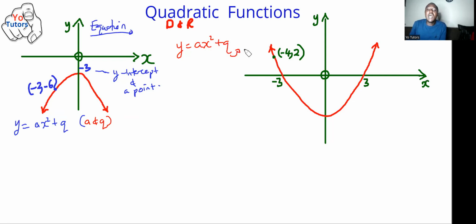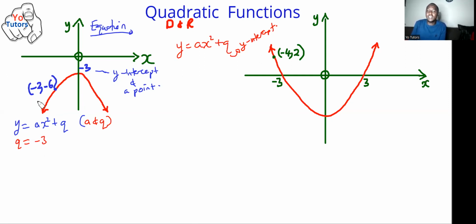Our q is our y-intercept. So we know that q is the y-intercept. So the y-intercept is equal to -3. So here you can just put it in. q is equal to -3. Okay, because this point here is (0, -3). And now we are saying when x is equal to 0, y is equal to -3.